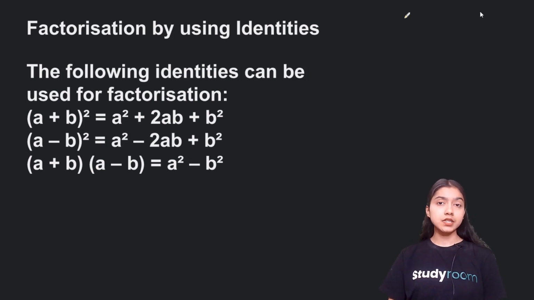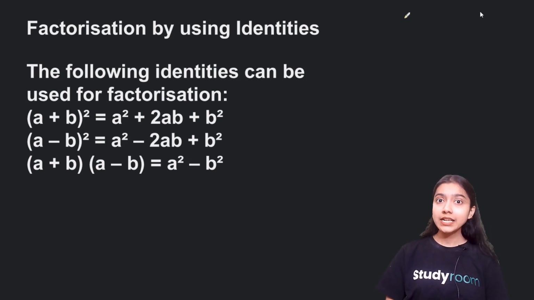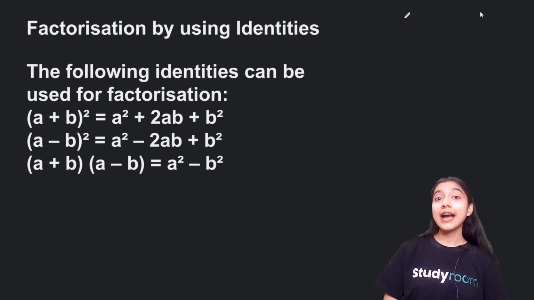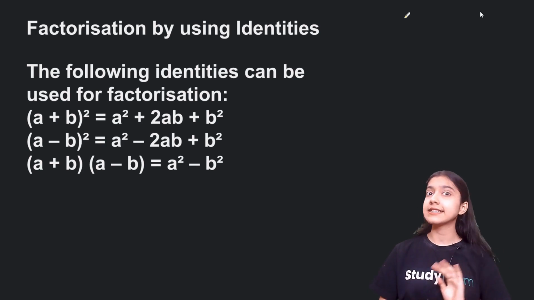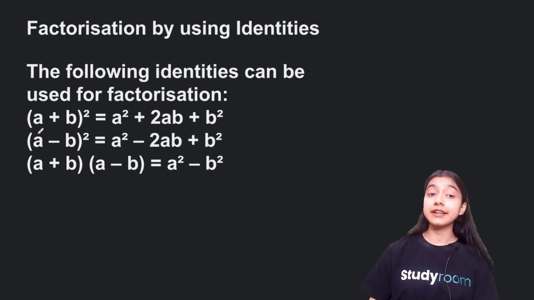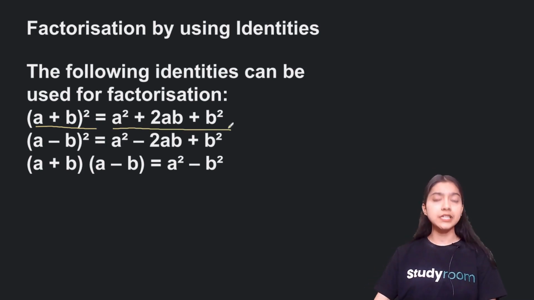First things first, we have to learn factorization using identities. For that, we need to learn some of the well-known identities. So, I'll be teaching you four well-known identities in this chapter. The first identity with us is (a + b) whole square is equal to a square plus twice ab plus b square. So this is the first identity, that is (a + b) whole square is equal to a square plus twice ab plus b square.